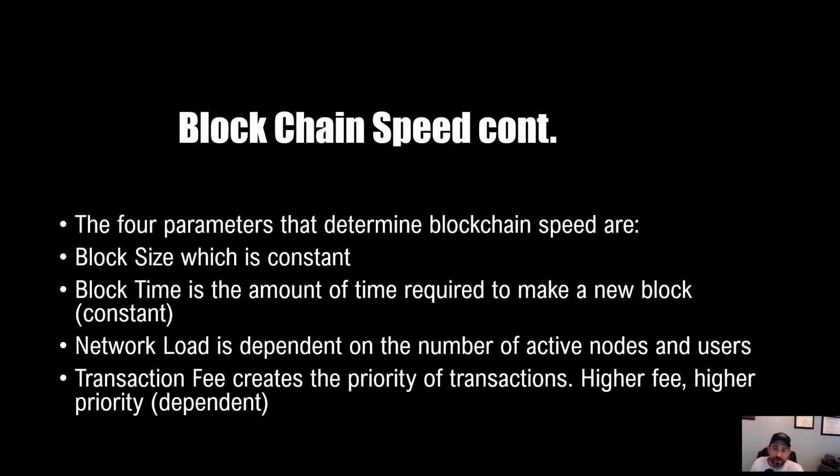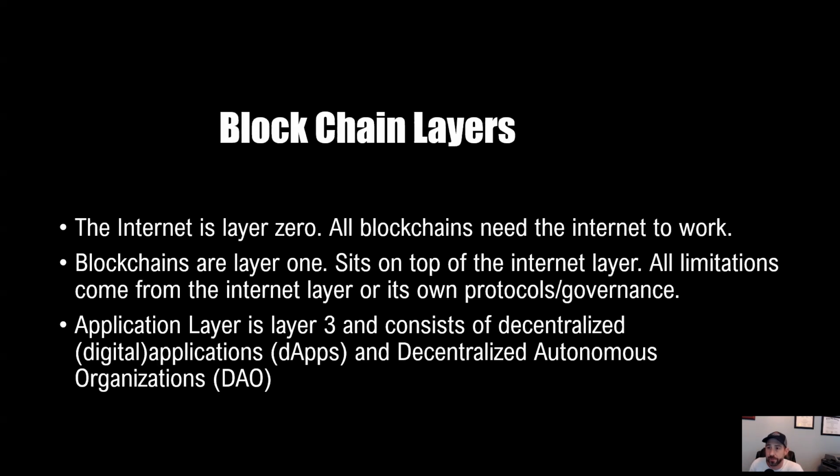Now, what aren't constants is network load. It's dependent on the number of active nodes and the number of users. That's network load. But the other piece is transaction fee. What transaction fee does is it creates a priority of transactions. Higher the fee, higher priority. That's a very dependent variable also. So those are the 2 dependent variables, and all 4 of these will affect blockchain speed.